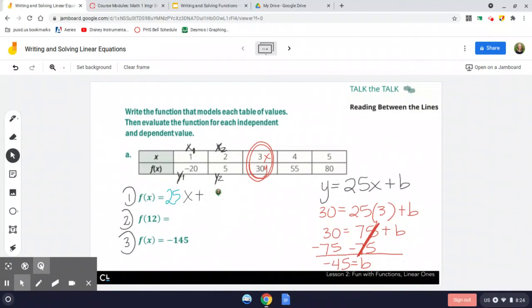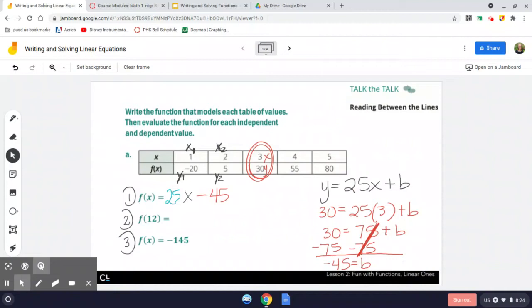Okay, so my y-intercept is a negative 45, but that looks a little strange. Plus a negative 45, I can actually just rewrite that to say minus 45. It's a little bit neater. So we had plus a negative 45, and I happen to know that that's the same thing as minus 45, so I just rewrote it to where it was neat.